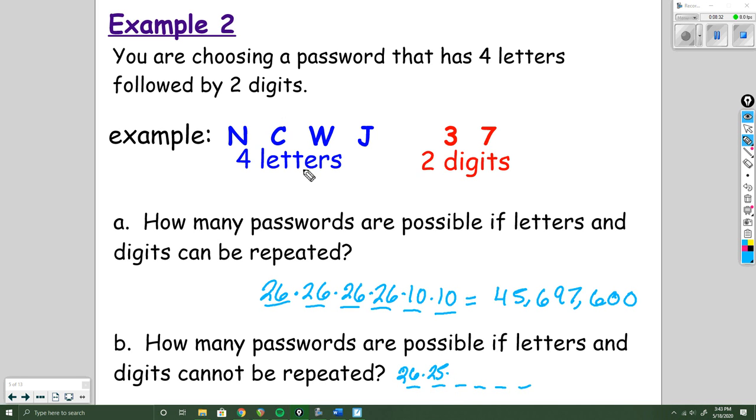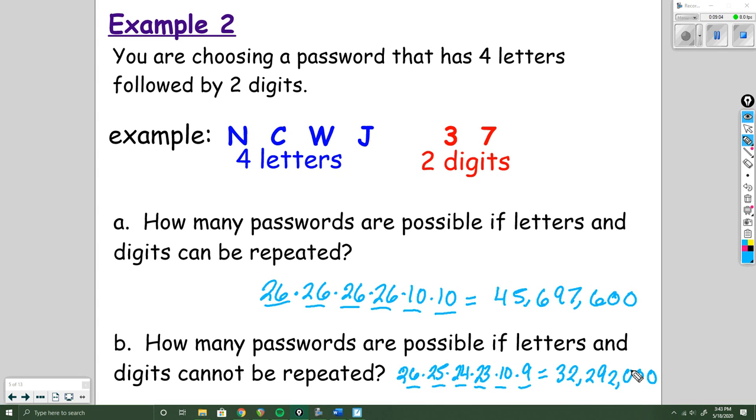And then if we choose C, we can't choose C again. So we can't choose N or C now. So then we have 24 options for the third character, followed by 23 options for the fourth character. And then for the digits, it's the same. We have 10 options for the first digit, but once we choose that digit, we can't choose it again. So we only have 9 options available for the last character. All right, so this would give us 32,292,000 different passwords that are possible.